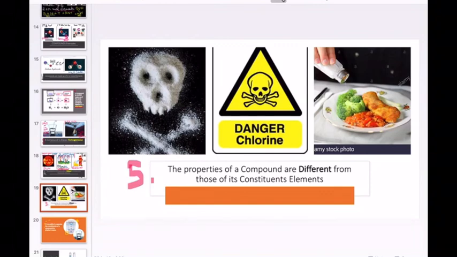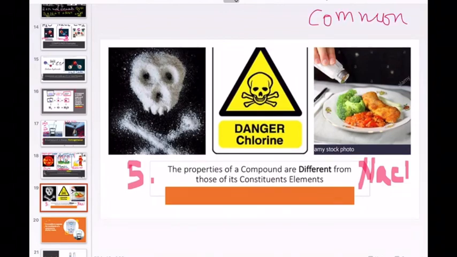Property number 5 says the properties of a compound are different from those of its constituent elements. Now you see, students, common salt, NaCl. NaCl is known as common salt that we sprinkle on food and eat. Tata iodized namak, Ashirwad namak. So that's what is NaCl.